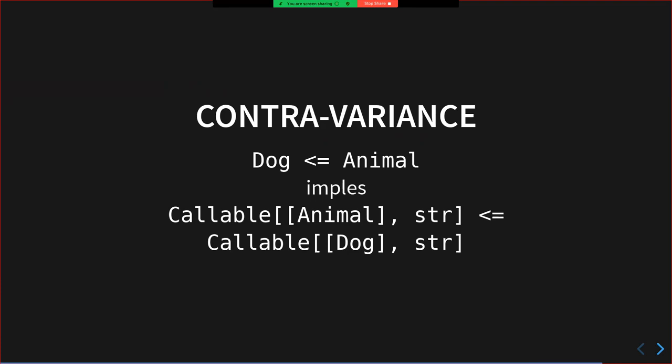Contravariance is the other way around. That says if a dog is a subtype of animal, that means anytime I ask for an animal, I can substitute a dog. The relationship is the other way around. So for example, callables, which are functions, a function which takes a dog and returns a string. If I need a function which takes a dog and returns a string, I can instead use a function which takes any animal and returns a string. So the arrow changes direction here of the containment. Dog is a subtype of animal, but functions of animals are a subtype of functions of dogs.